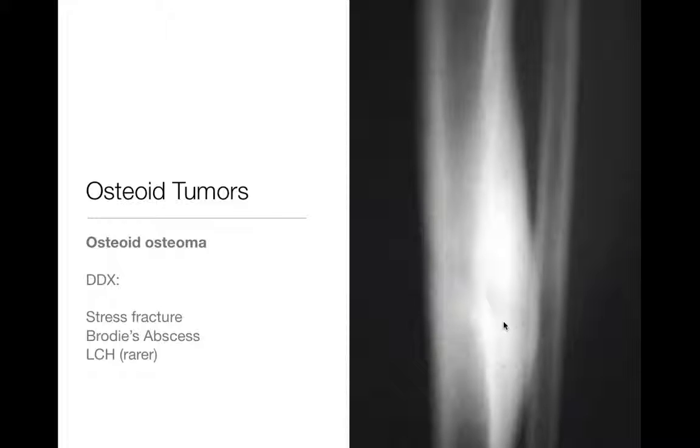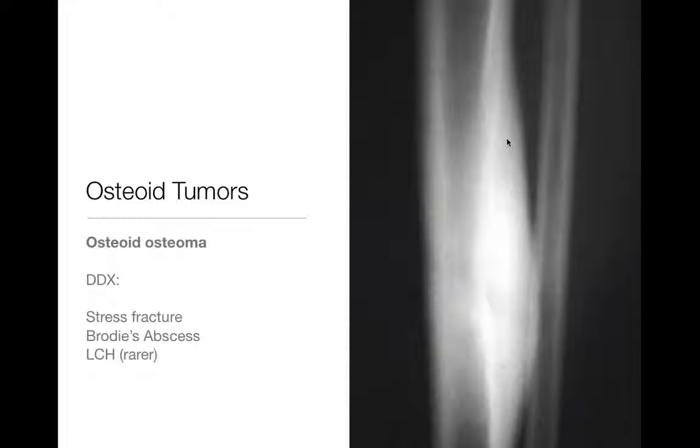I think really you're stuck with a differential of osteoid osteoma or a Brodie's abscess. If you don't see this lucency right here, I think you have to include a stress fracture in that differential. Langerhans cell histiocytosis can occasionally look like this, but it's much less common, so that's another thing to consider.